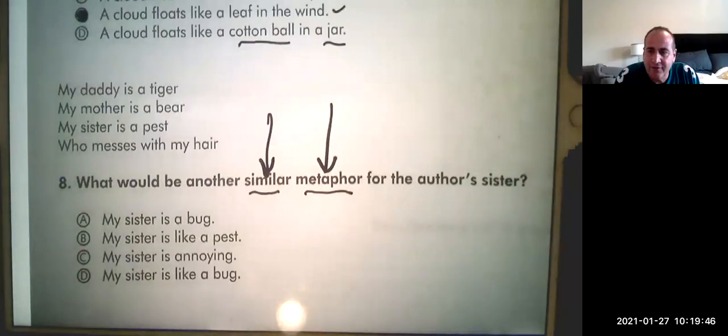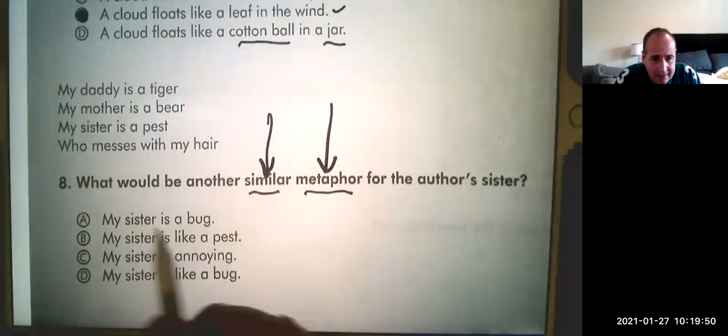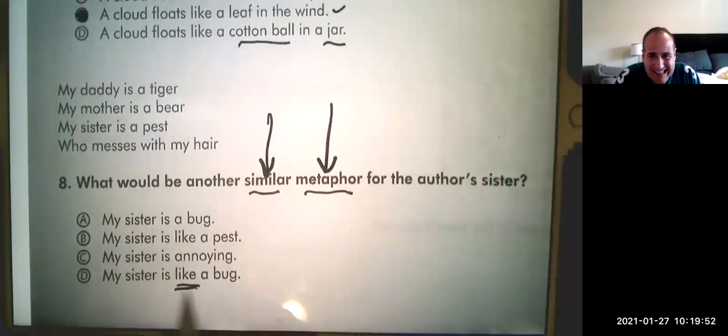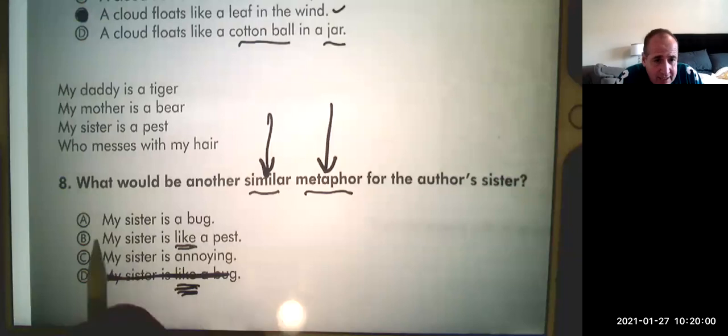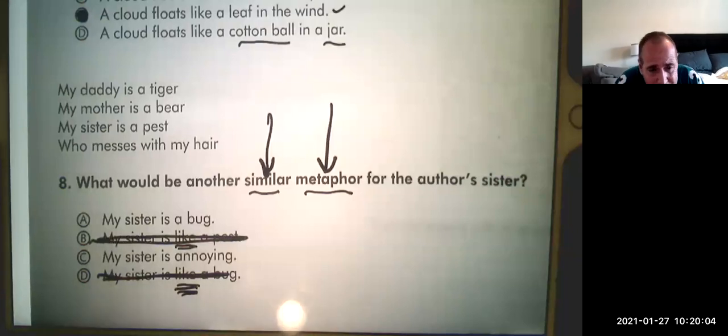Okay, so right away, if it's a metaphor, it can't have like or as in it. So I'm going to get rid of D, because D is my sister is like a bug. That's a simile. So that takes me to 3 choices. Now, I'm also going to get rid of B because I got like in it again. So I'm getting rid of B and D. So now I have to decide whether it's my sister is a bug or my sister is annoying. You're comparing one thing to another. Here, you're comparing your sister to a bug.